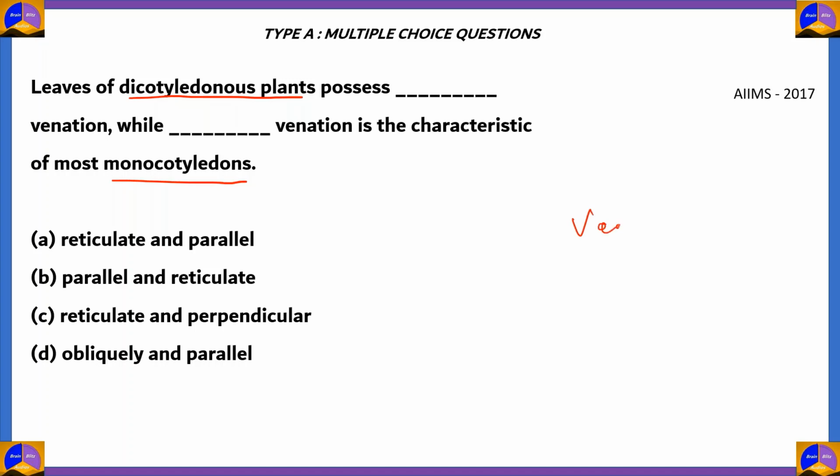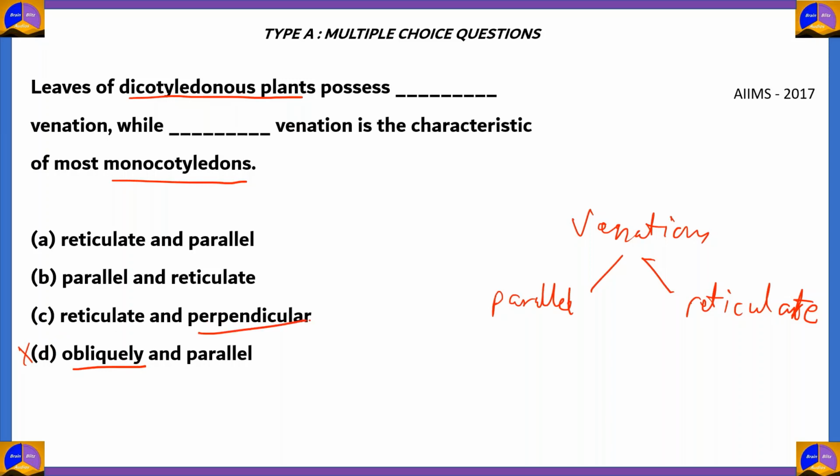Venation is of 2 types, parallel and reticulate. So option D is incorrect as the term obliquely is not used in venation. Option C, reticulate and perpendicular. The term perpendicular is not used in venation, so option C is incorrect.